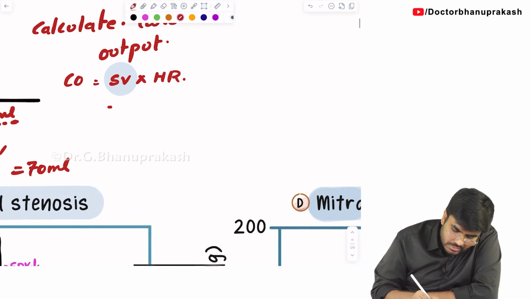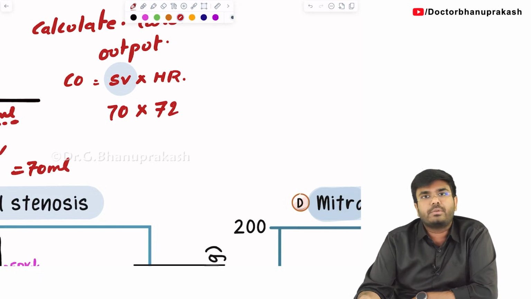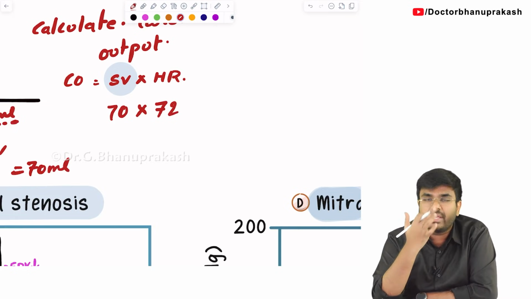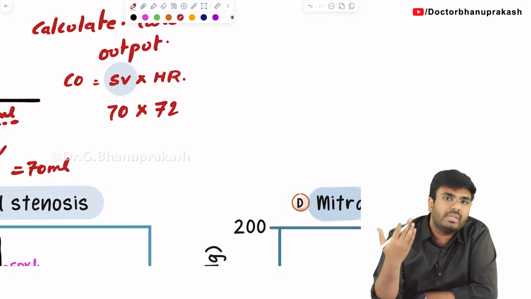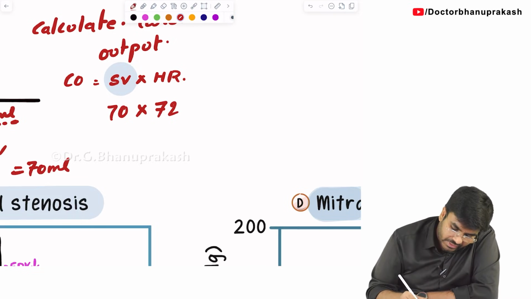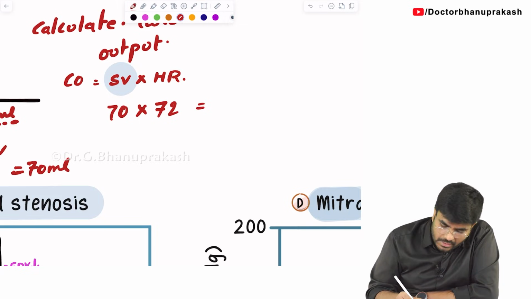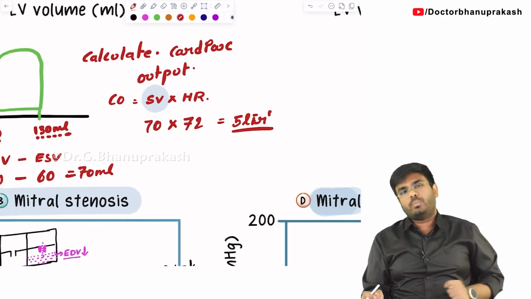So write 70 ml into heart rate. Heart rate is 72, let's say, though in MCQs they may change it, giving 82 or 80, 90. Now tell me, 70 into 72, how much? It will be somewhere around 5 liters. 5040 something will come, so 5 liters approximately. This is how you can calculate the cardiac output.